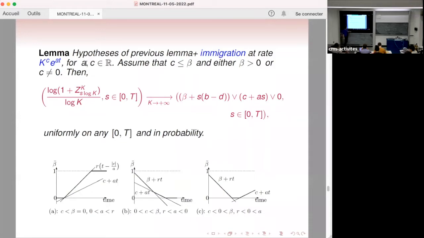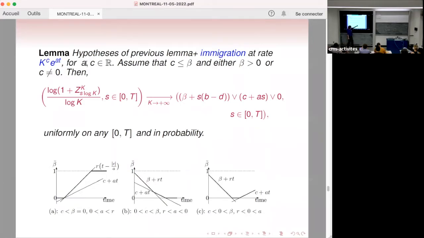And so that's the second situation, where c is always less than beta, but r is less than small a. So r is b minus d, that's the growth rate. And so this slope is less than this one. At the beginning, you follow this quantity since beta is greater than c. But at some point, you are driven by the immigration process. And then you attain 0.